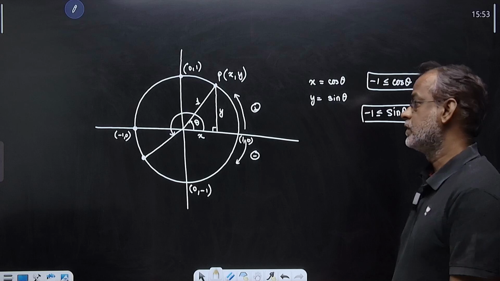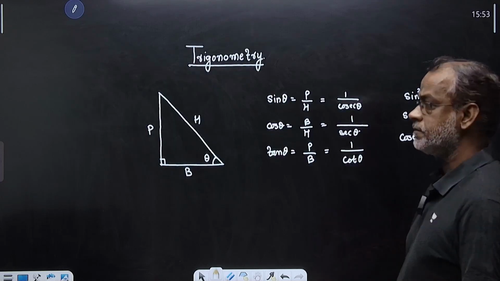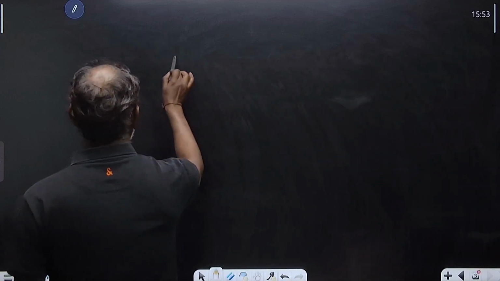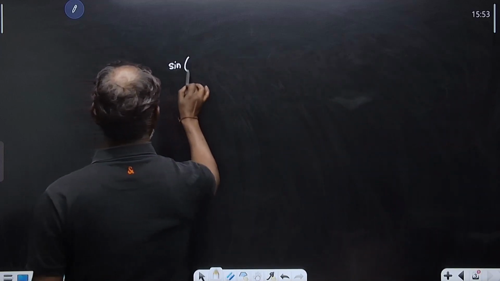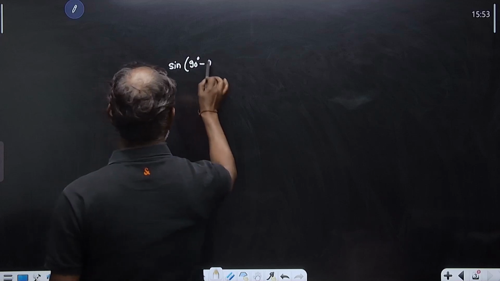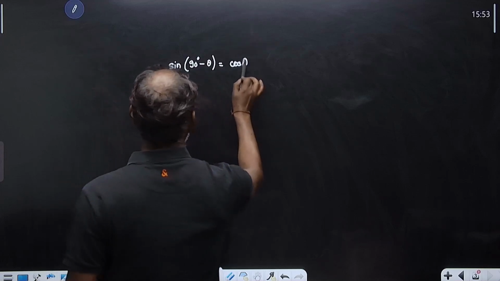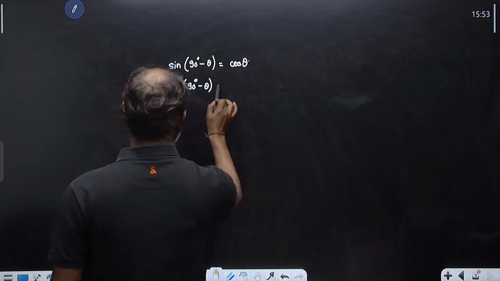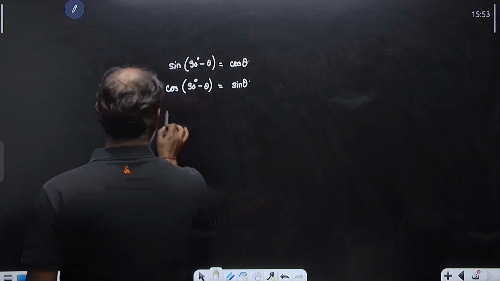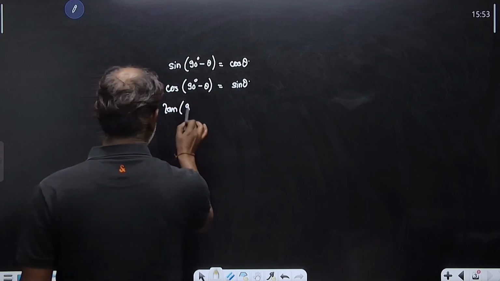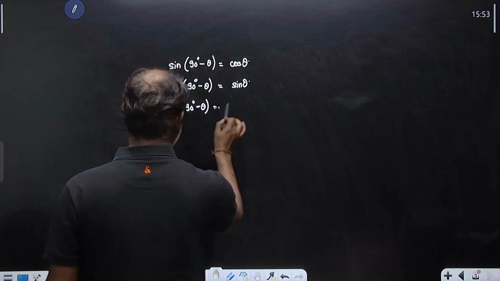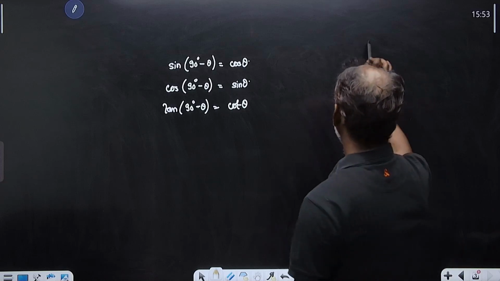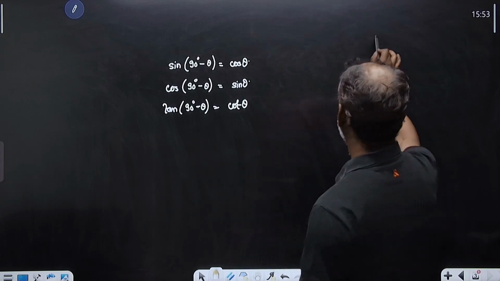Now, when we talk of allied angles, I hope you are aware, sine of 90 minus theta is cos theta. Cos of 90 minus theta is sin theta, and thereby tan of 90 minus theta is cot theta.